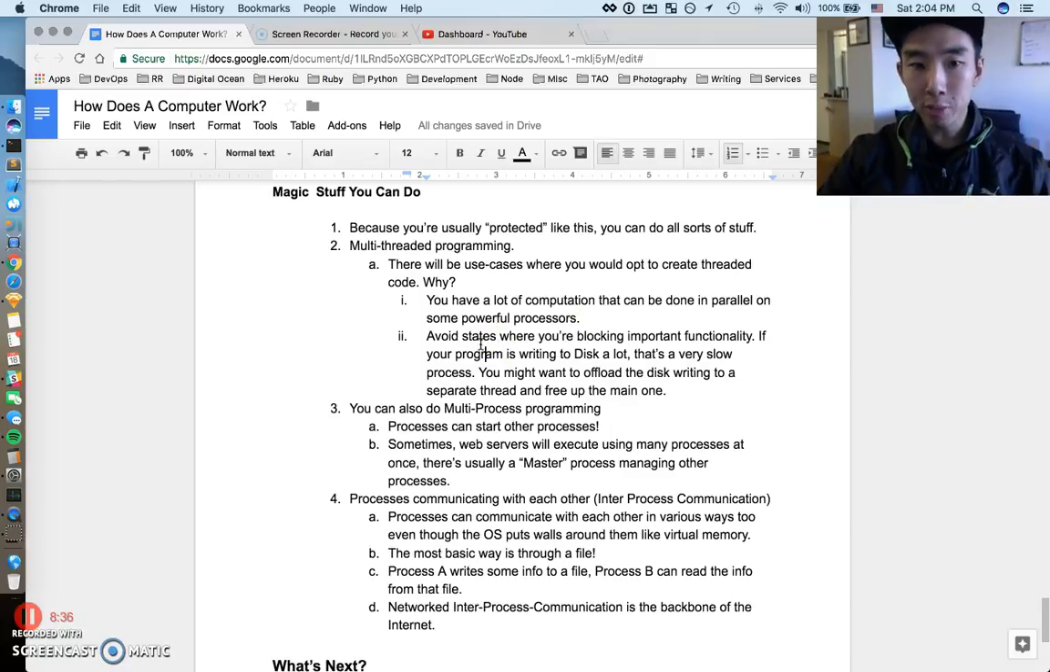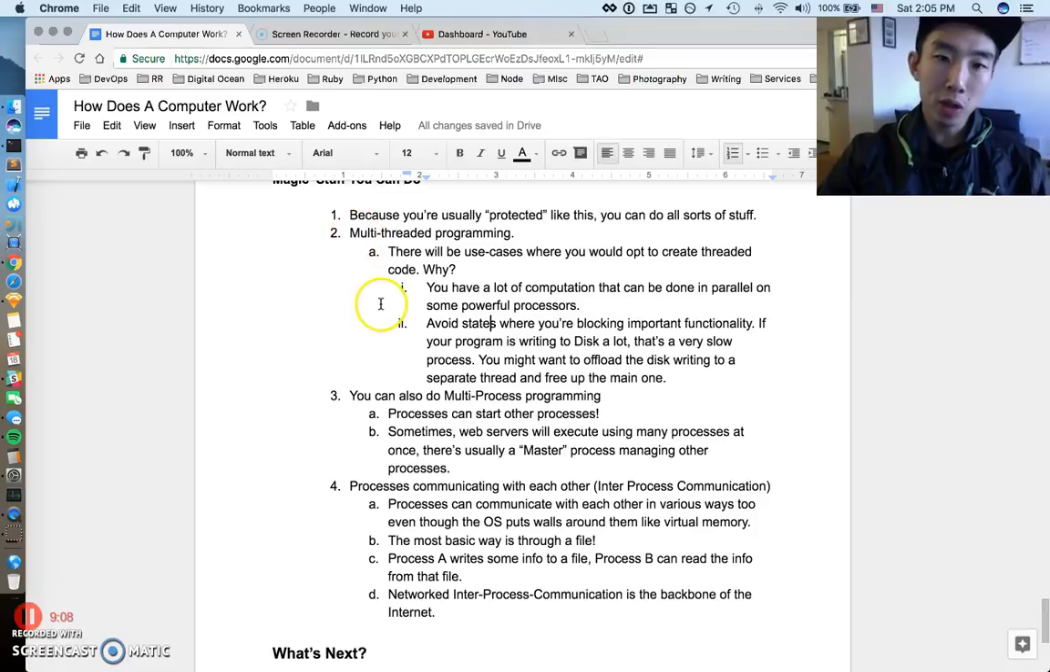Another good use case of multi-threaded programming is you can avoid states where you're blocking some important functionality. One example is if the program you wrote is writing to disk a lot, like maybe you're writing to a database often or you're writing to some big files, that can be a very slow process. So you might want to offload all the disk writing to a separate thread to free up the main one. Remember that all processes have at least one main thread and maybe more.